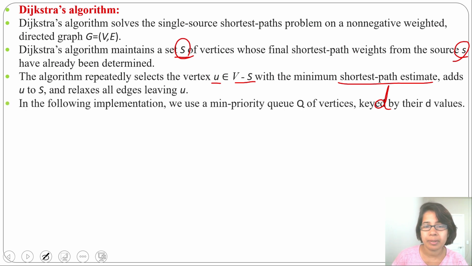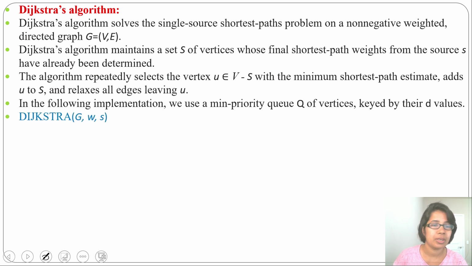In the following implementation, we use a min priority queue of vertices keyed by their D value. So we'll maintain a queue where we'll keep all the D values. Let's see the algorithm, Dijkstra algorithm. G, w, s: graph is given, source is given and weights are given.